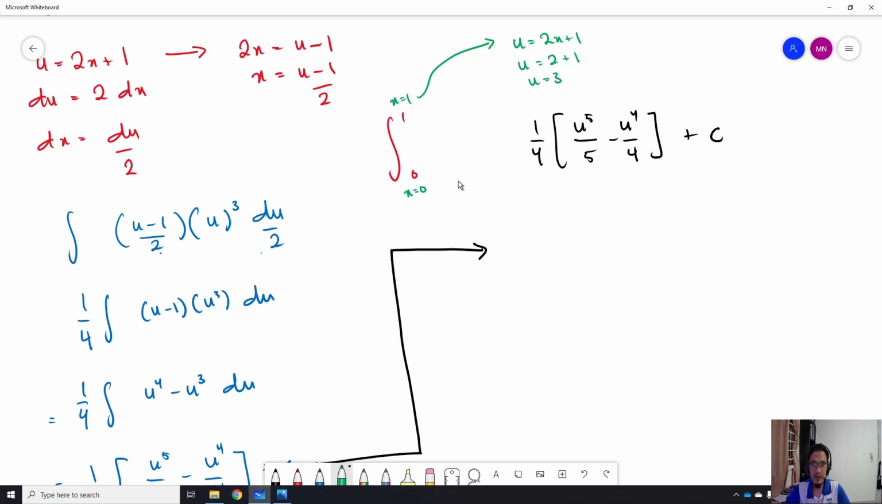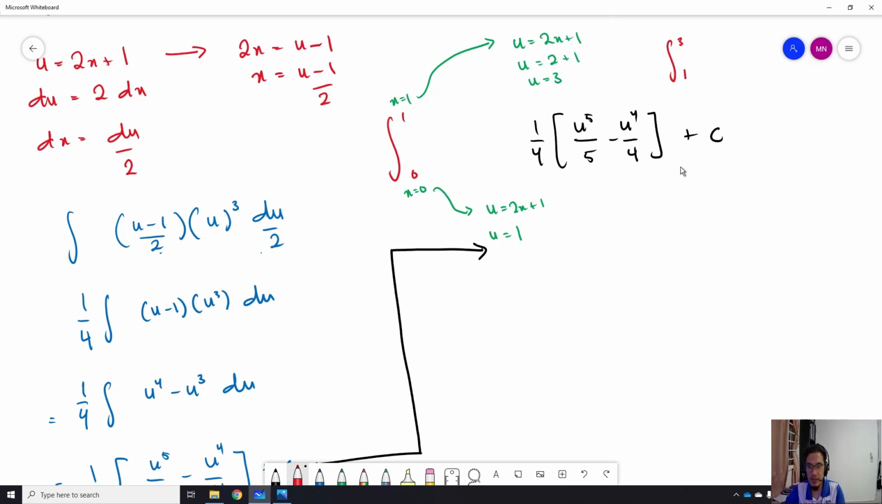For this part, I'll show you down here. u equal to 2x plus 1, so we substitute the value of x into the equation. So u is equal to 1. So from here we know that when x is equal to 1, u is equal to 3, and when x is equal to 0, u is equal to 1. So we can form a new integral where the limits are between 3 and 1, where the function is in terms of u.